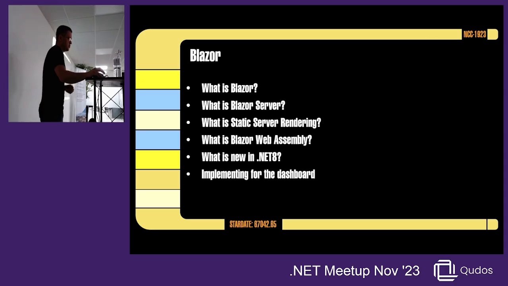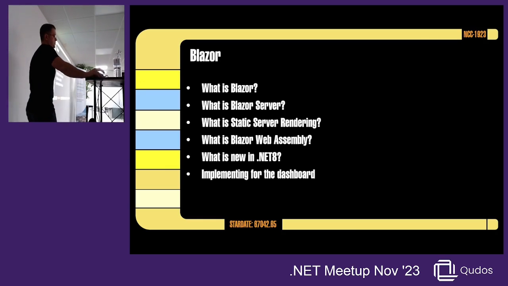So for the next bit, I'm just going to talk about what Blazor is. Again, you've all indicated most of you know what Blazor is in general, but I'll go over it and what Blazor Server is. I'll also cover static server rendering, which was just released last week, apart from in the previews, WebAssembly, and what else has changed in .NET 8. And then after that, I'm going to run through the dashboard.